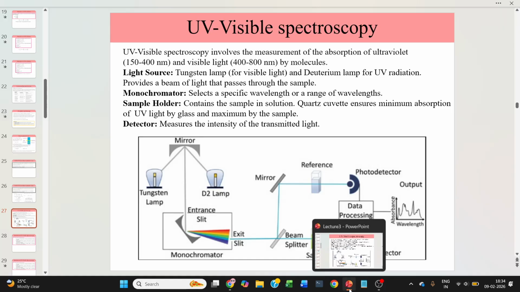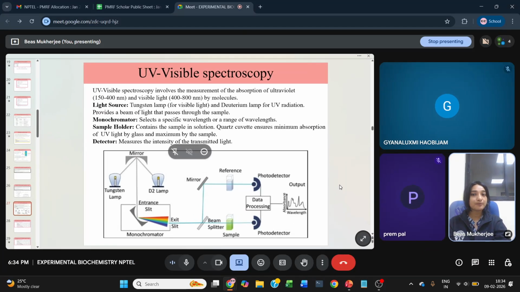Okay, now we go to UV visible spectroscopy. If you're not understanding, please stop me in the middle and tell me, and I'll explain for you. Today we don't have too many students. Maybe you guys are having exams or something, but we have very low population today. That's okay. We'll continue.